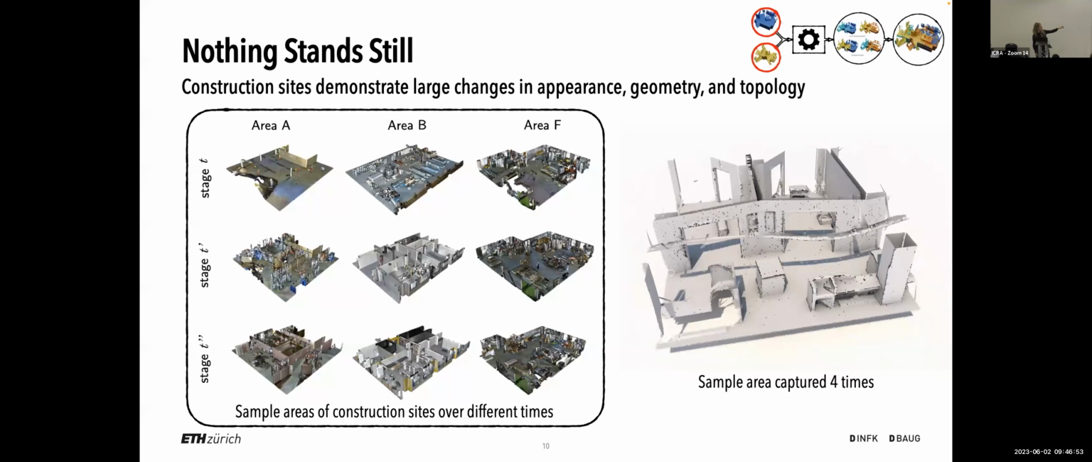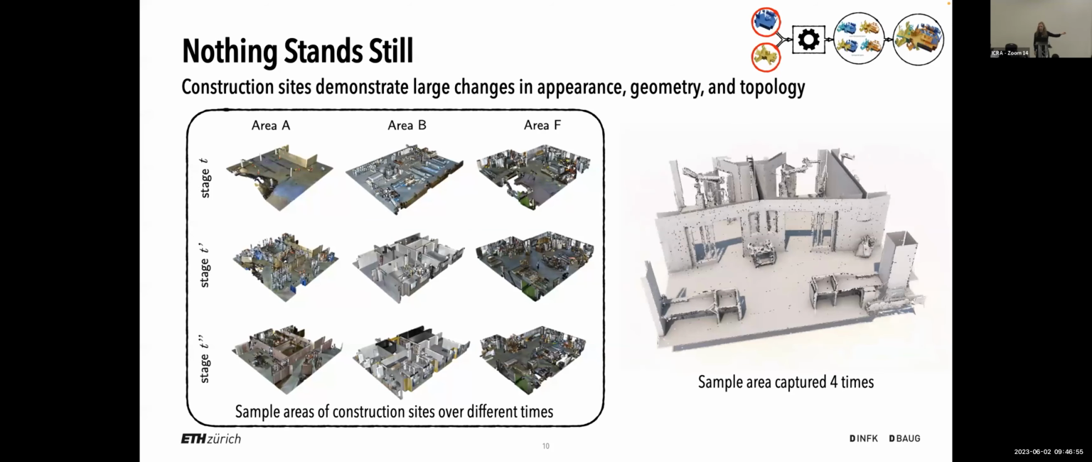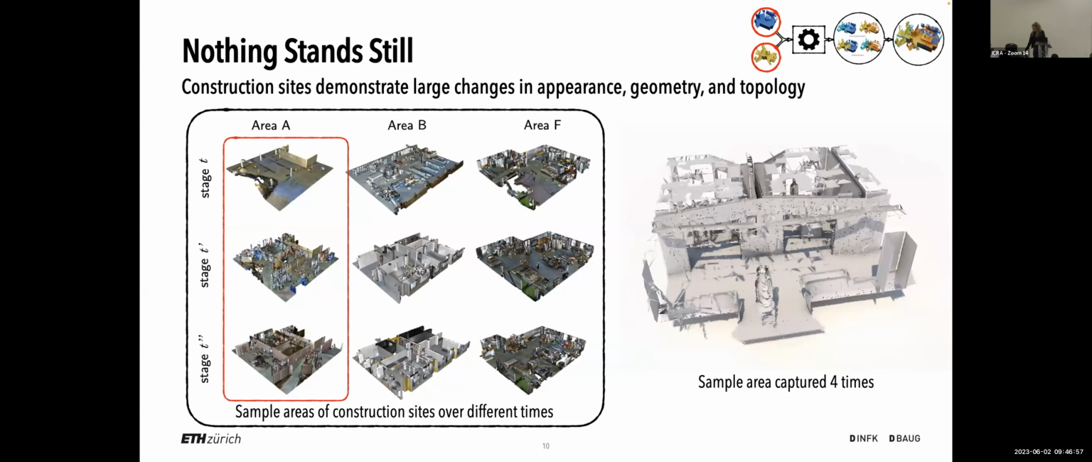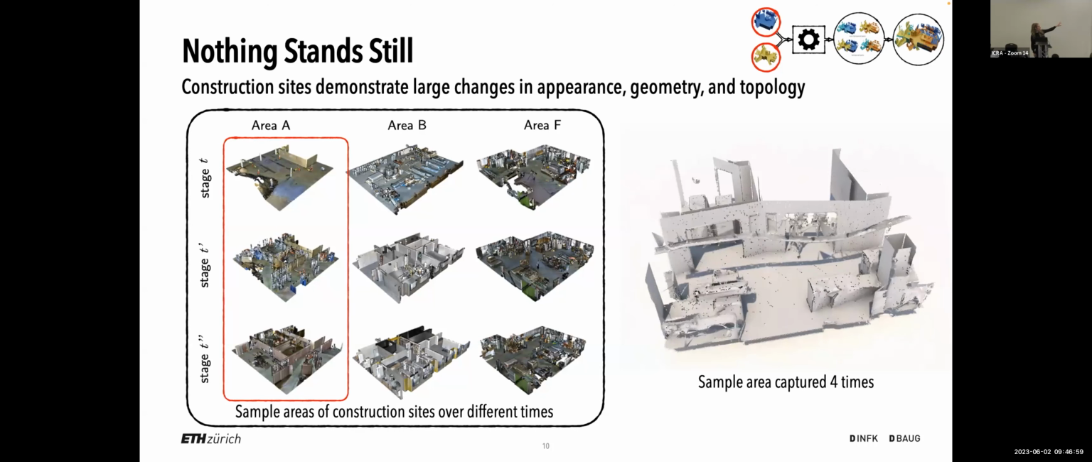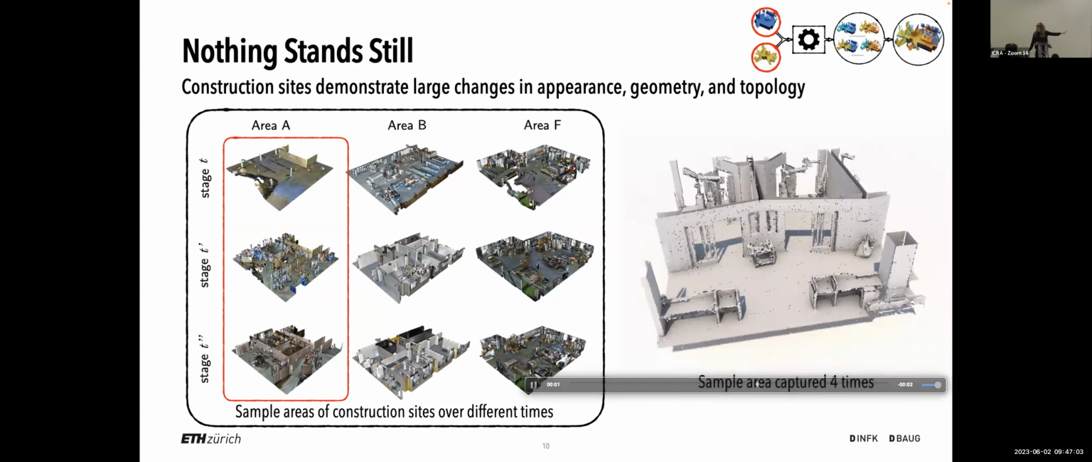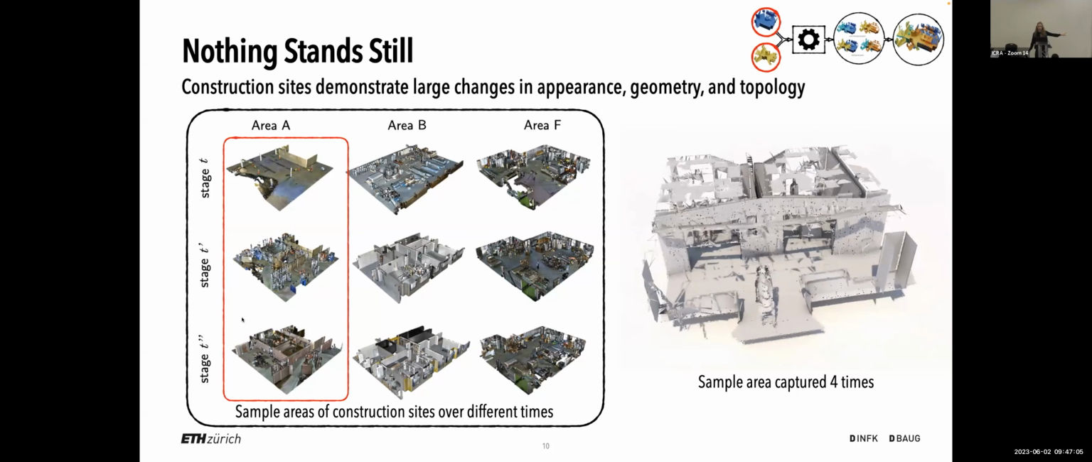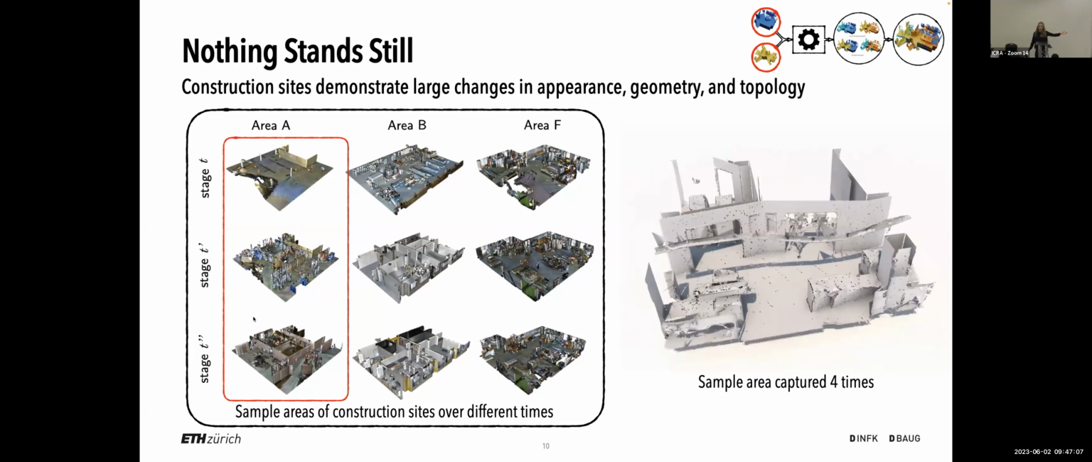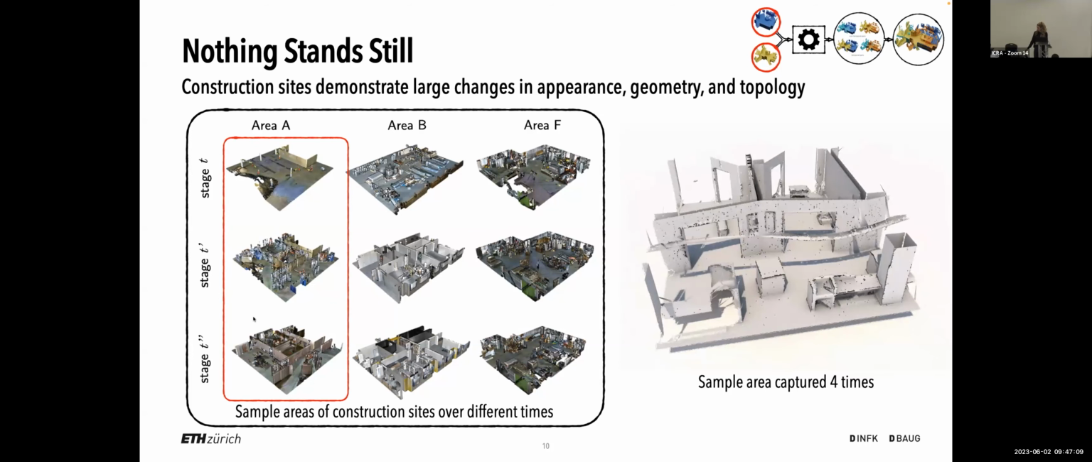Here you can see some zoom-ins and snapshots and crops from these data sets. I want you to focus over here, where you see how we begin from an almost empty space, and then we start adding all the construction elements, and material moves around, machinery moves around, etc.